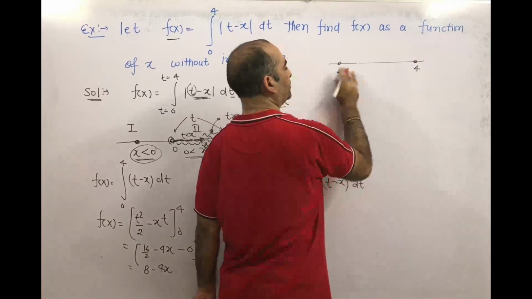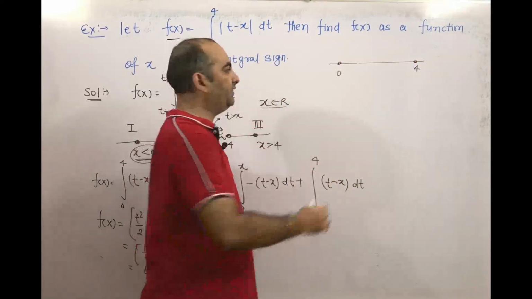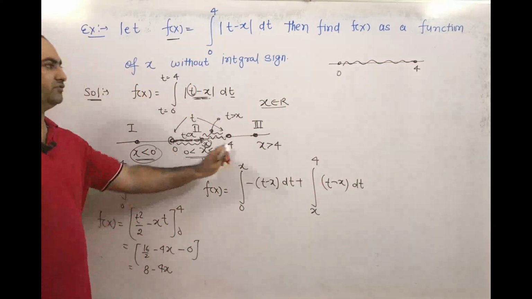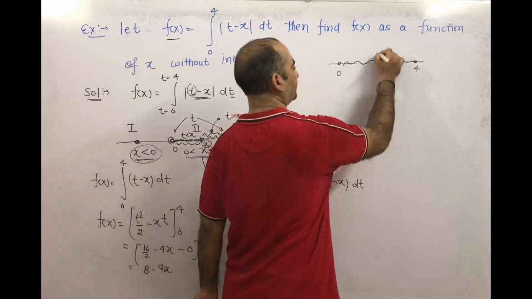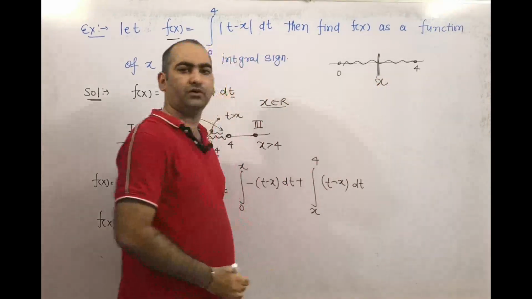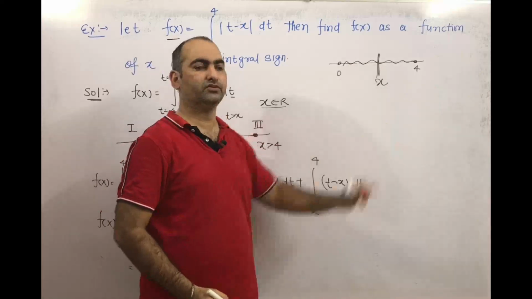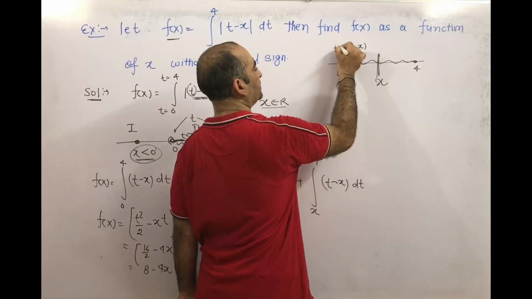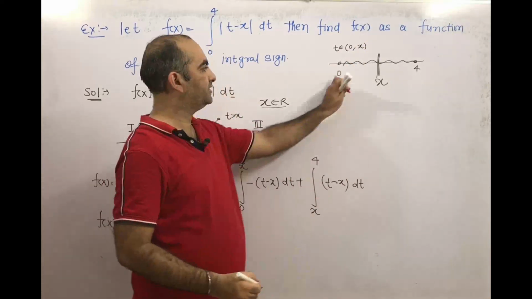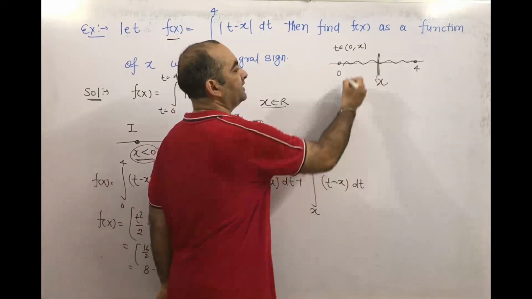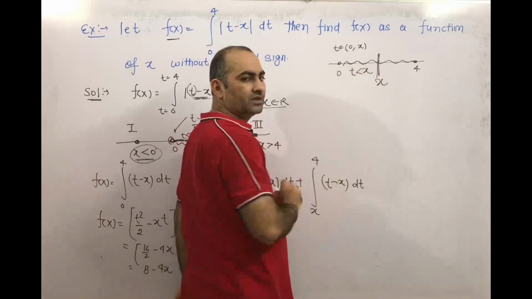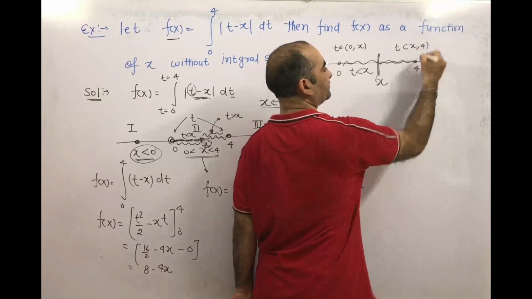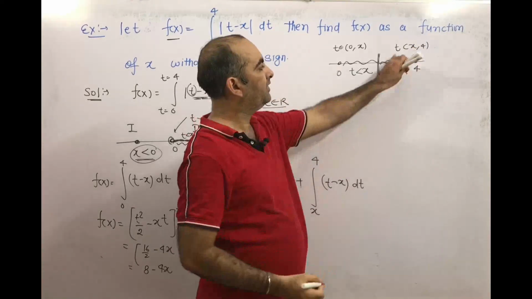Okay, 0 to 4, and t will be what? Any value between here. Okay, and x is lying from 0 to 4 only. Suppose x is here. So t is what? From where to where? So here if I say this one 0 to x, if t belongs to 0 to x, then we can say that t is less than x, and when t goes from x to 4.